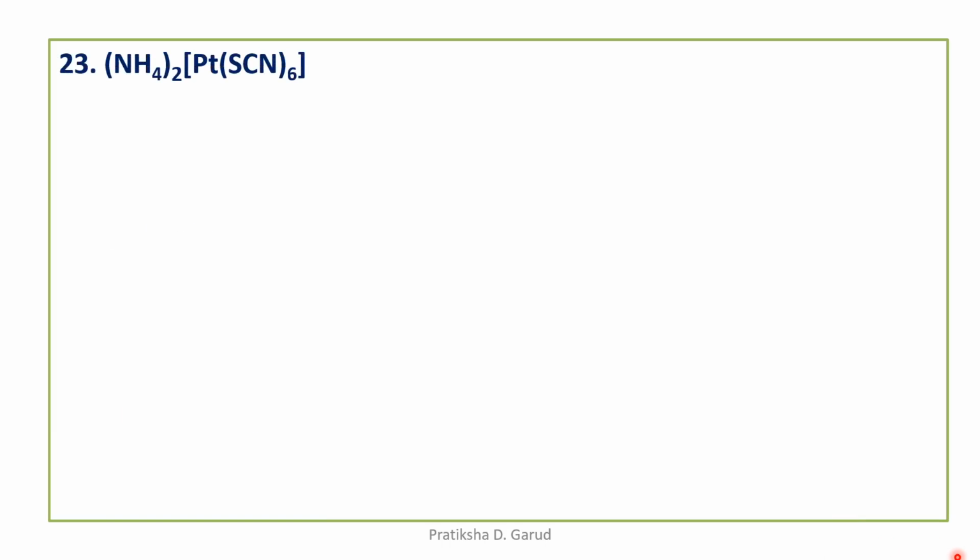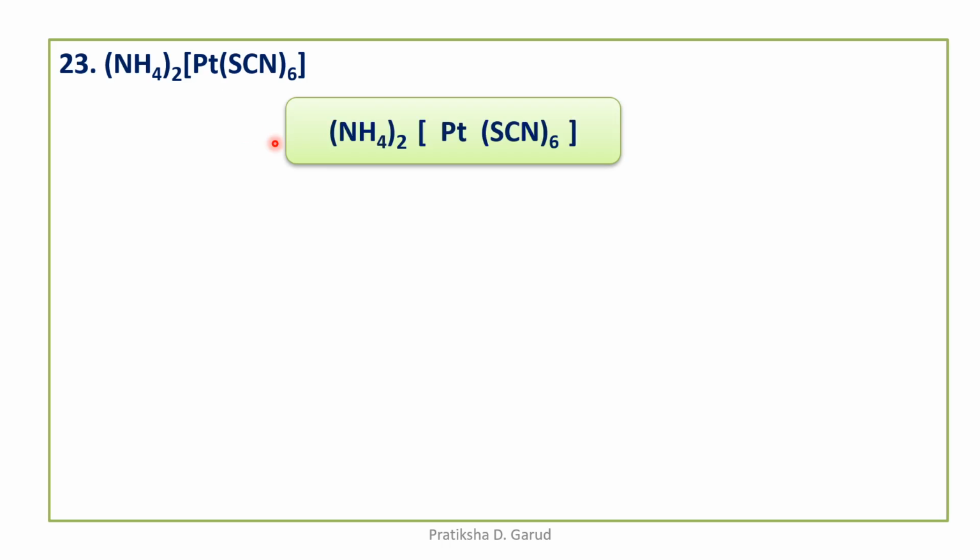Let us move on. The next one is (NH4)2[Pt(SCN)6]. Again it is an example of the anionic complex. So let us see the charges. This SCN is the negative ligand which has a -1 charge. As there are 6 SCN, the total charge will be -6. NH4 is the cation, therefore it has a +1 charge. There are two NH4, therefore it will have a +2 charge. That means the complex should have the -2 charge, right? So the oxidation state becomes +4.